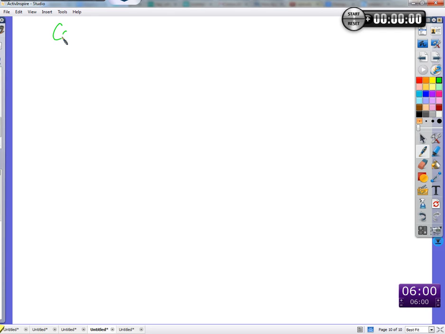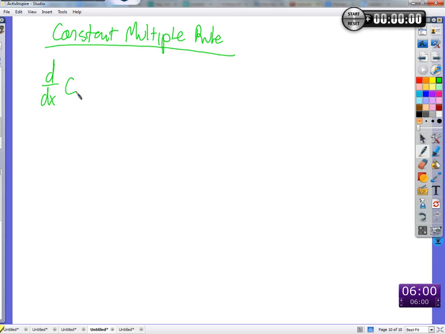Okay. Now we have the constant multiple rule. Constant multiple rule. So that rule, I'll just start out by saying what the rule is: any constant times a function, if this is a function you can find the derivative of, then you just take the derivative of that function and multiply it by c.